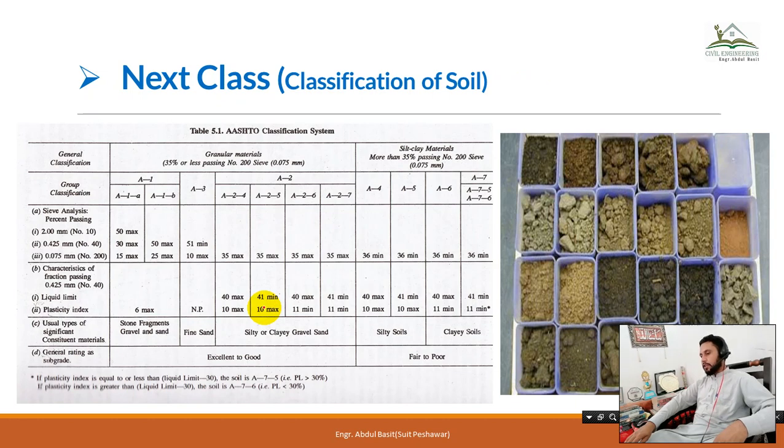In the next lecture, inshallah, we will discuss the classification of soil. Okay, so you can see in this picture different types of soils are available, and they have different types of properties. So how to classify different types of soil based upon their properties? Okay, this will be discussed inshallah in the next lecture.